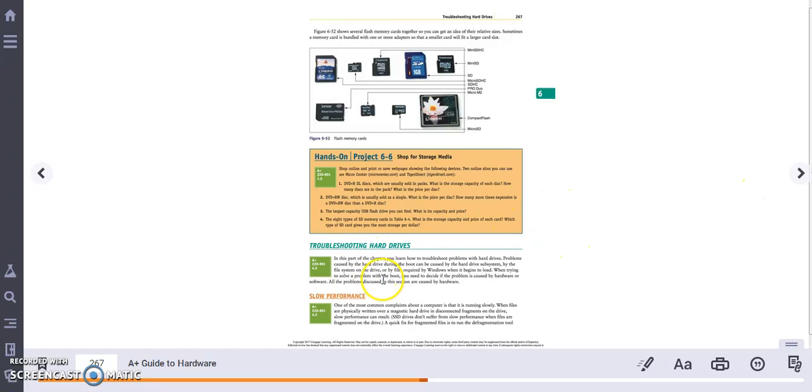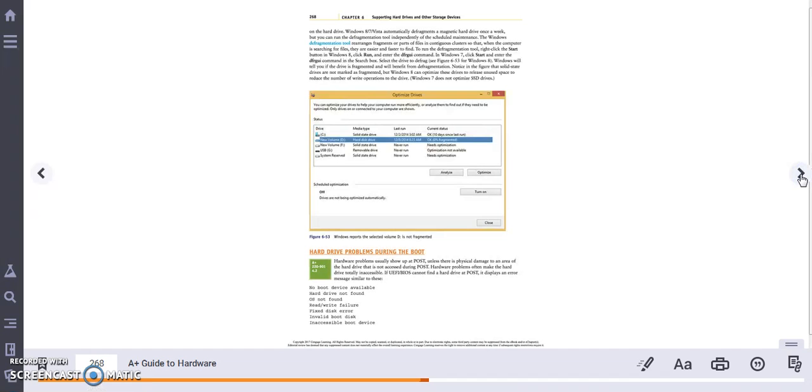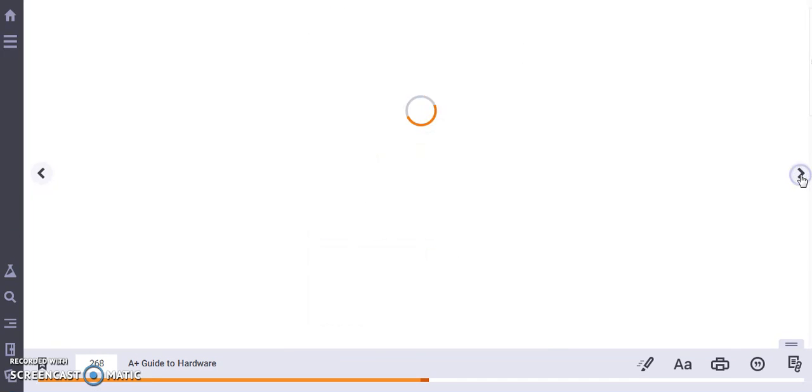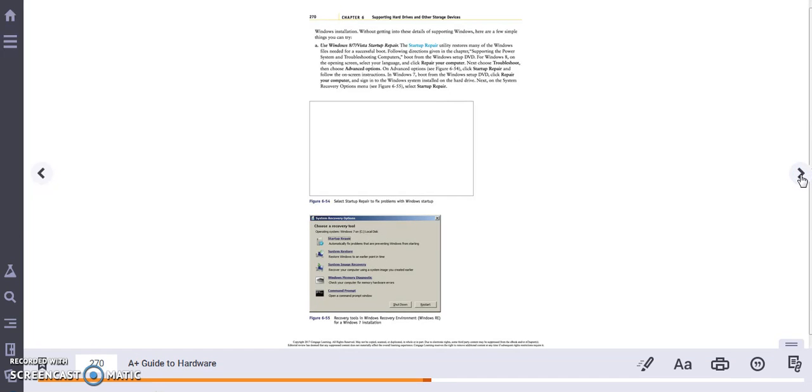Then we get into troubleshooting hard drives, things like slow performance, hard drive problems during the boot. It can be very maddening. The main thing I will always enforce and recommend to students and anyone is you've really got to have backups. Backups are very critical, and more than one copy.